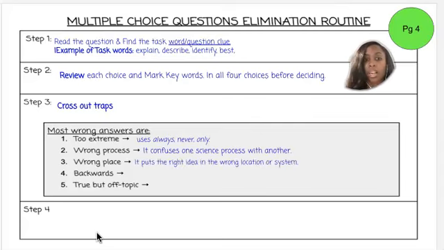They may put like the right idea in the wrong location or system. And what we mean by that, let's say, oh, what body part is responsible for understanding messages and creating thought? And they're going to say something like, oh, that is your skin. We know that's wrong. We know that body part is our brain. So pay close attention if something is in the wrong space.